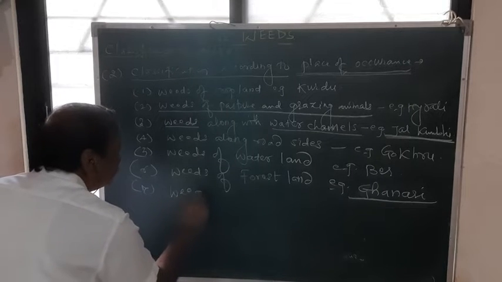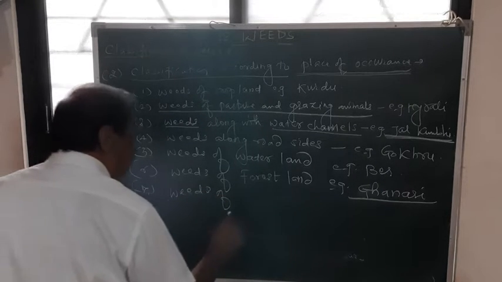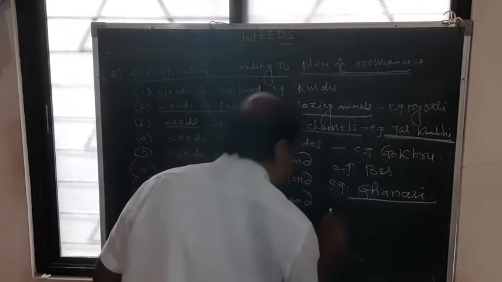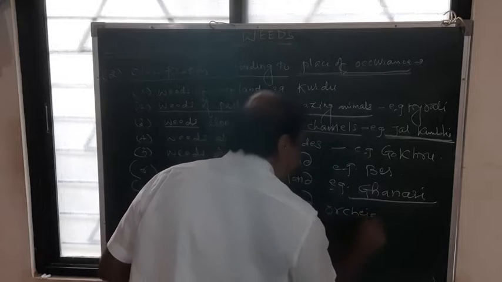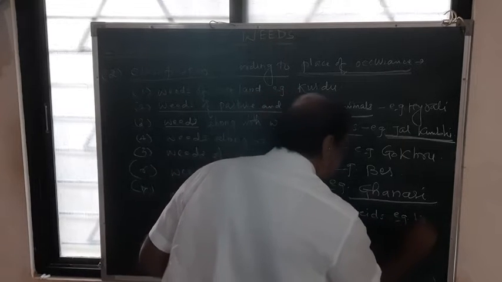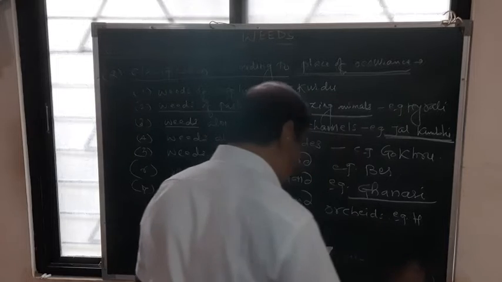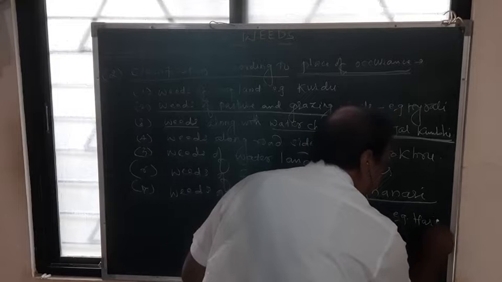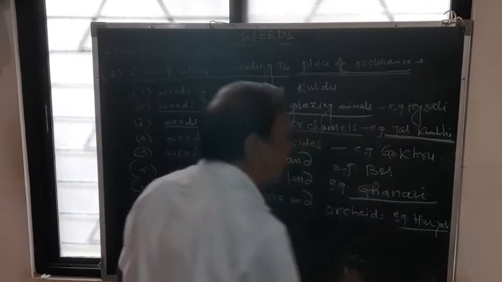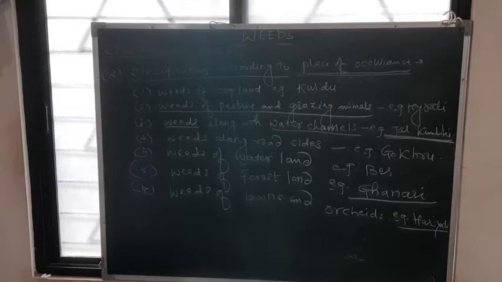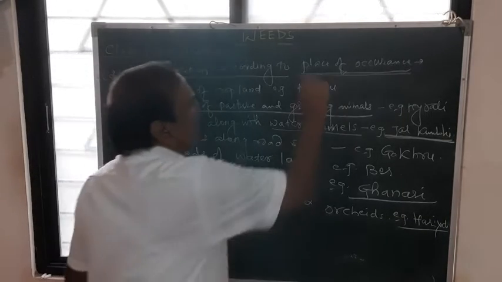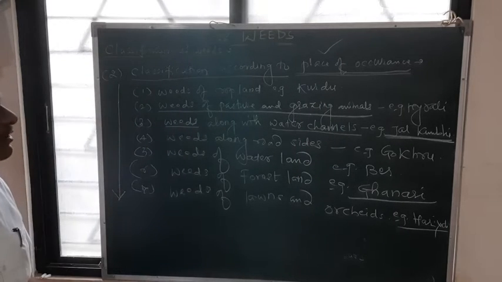Weeds of lawns and orchids. Example is hariyali. These are the types of weed classified according to place of occurrence.